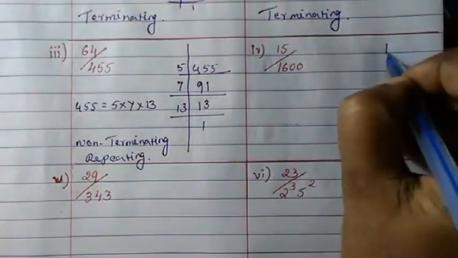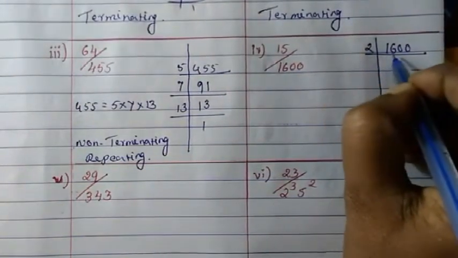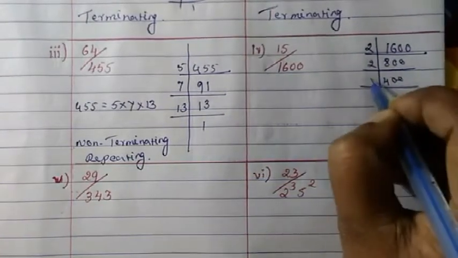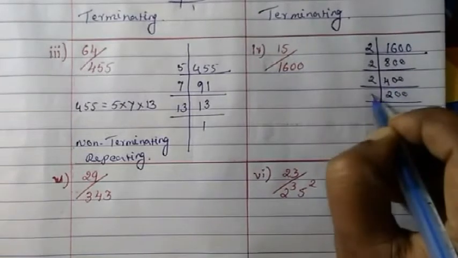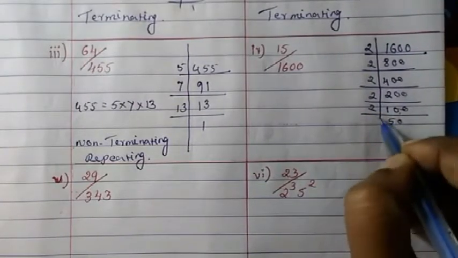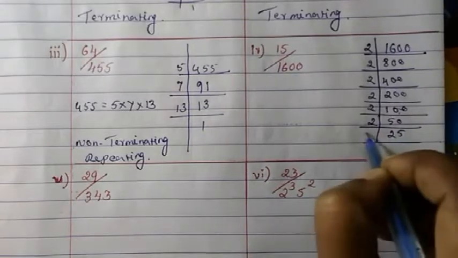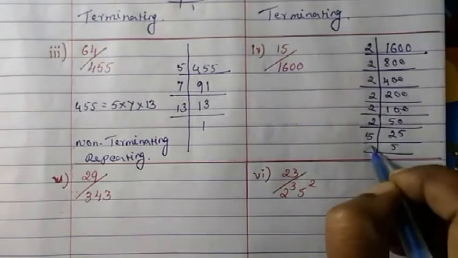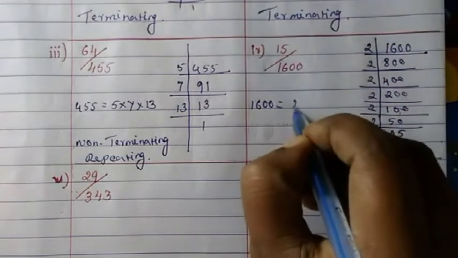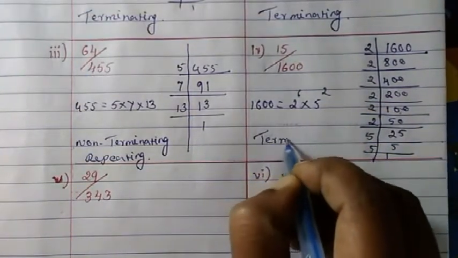So let's see the fourth one, 1600, and we are factorizing with 2. When we divide, 8 times 2 will come 16, then 00, then 4 times 2 is 8, 00, then 2 times 2 is 4, 00, then 1 times 2, so 00, again 5 times 2 is 10 we get, then 5 5s are 25. So for 1600, the factors are 2 raised to 6 times, then 5 two times. So we have both 2 and 5 here. Therefore, this will be terminating.